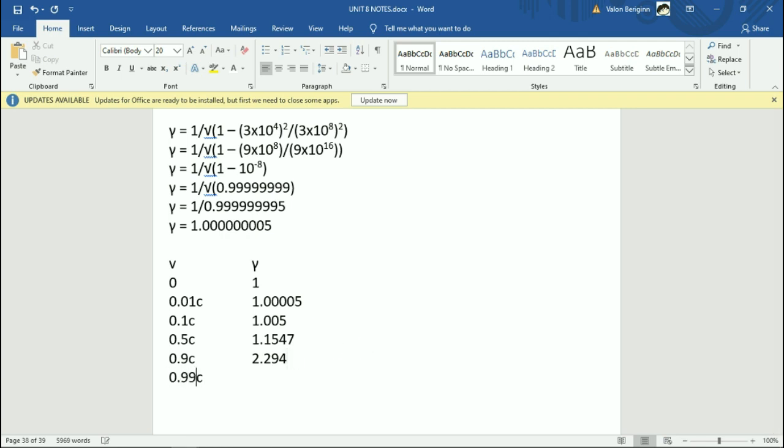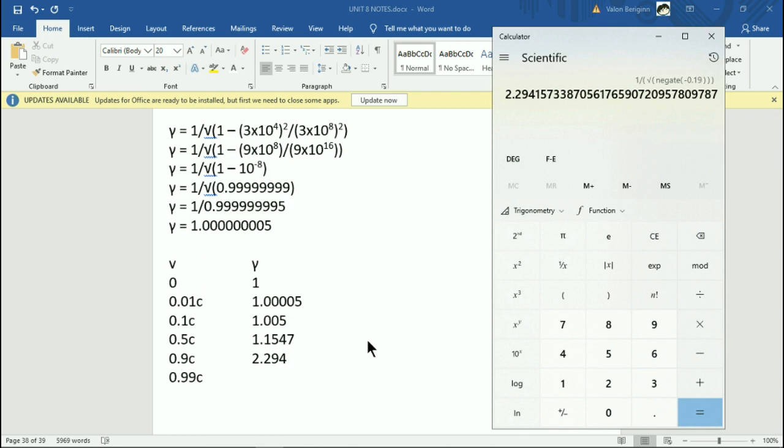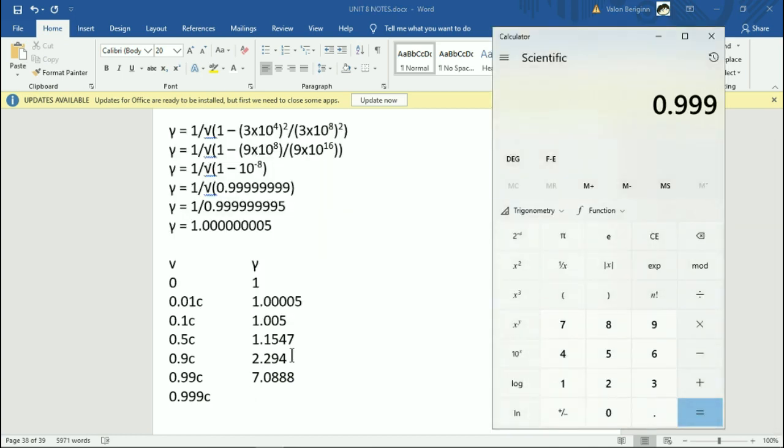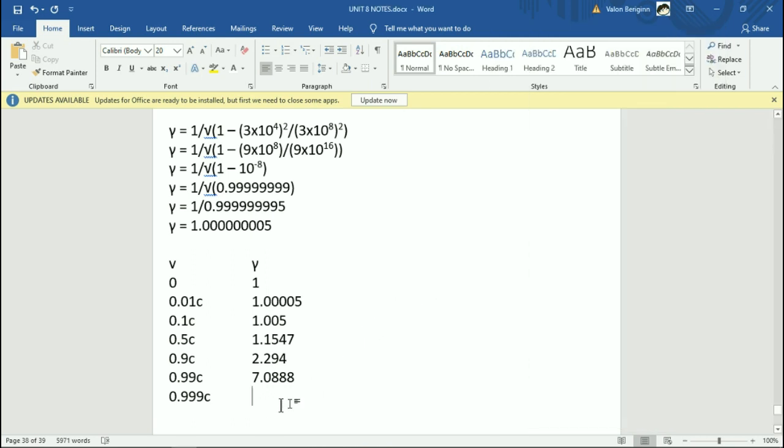Let's now do 99% the speed of light. So 0.99. You square it. Do 1 minus that. Then you square root it. And then you inverse it. 7.0888. So now the number has suddenly jumped to 7. But again, we're at 99% of the speed of light. Let's do 0.999c. Just adding another 9 onto this. 0.999 squared, square root, inverse. 22.366.